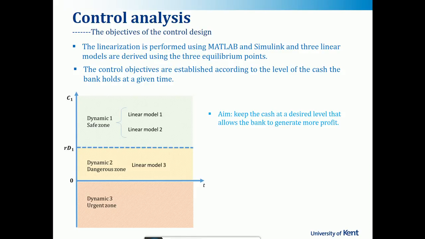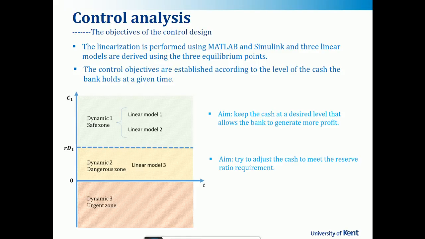In the second region, the cash is below reserve ratio requirement, but still positive, and this satisfies the condition shown in case 3. Therefore, this dynamic can be described by linear model 3. Under this dynamic, the bank is considered to be in a dangerous zone, since it cannot meet the reserve ratio requirement. In this dynamic, the aim of the control design is to try to adjust the cash to meet the reserve ratio requirement.